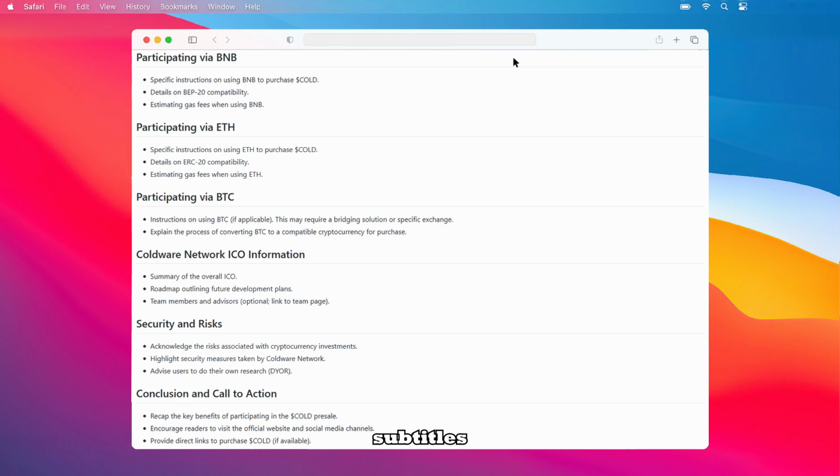Participate in the Coldware Network token presale using Bitcoin. There are a few important steps to consider. Since the presale likely operates on the Binance Smart Chain or Ethereum blockchain, you may need to use a bridging solution or a specific exchange to convert your BTC into a compatible cryptocurrency like BNB or ETH. You'll need to convert your Bitcoin to either Binance Coin or Ethereum, depending on which chain the COLD token is built on, to make the purchase.